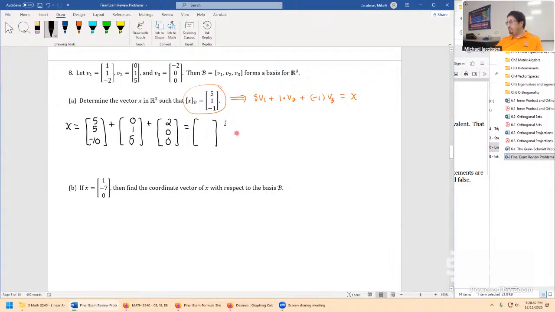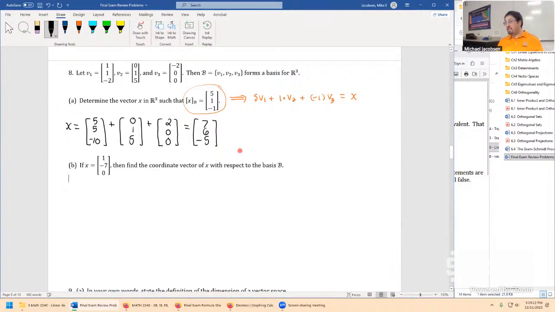Okay, so it's kind of a fun problem in a certain sense. We just had to know what this really meant. It's a linear combination. So let's just compute this out. We'll get 7, 6, -5. And then the whole problem is over right at that step.